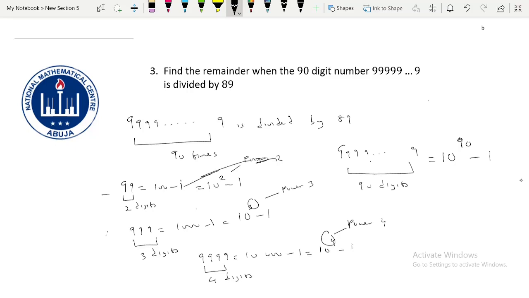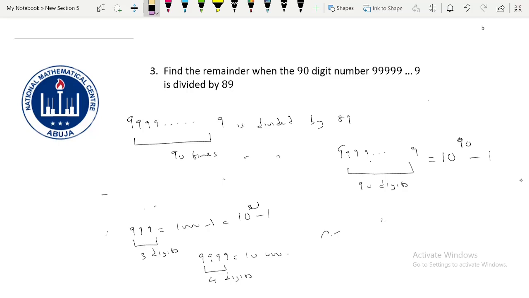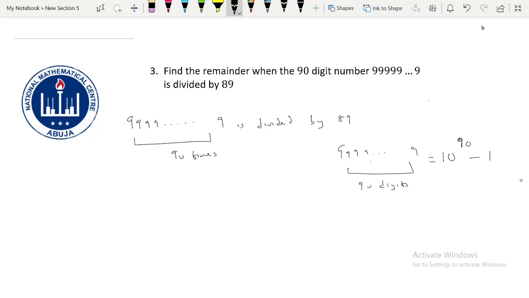So let me clean this part now. We're going to use this equivalent form now. It's going to be easier to manipulate from this point. So 10 to the power 90 minus 1, we've agreed that the number is equal to 10 to the power 90 minus 1.